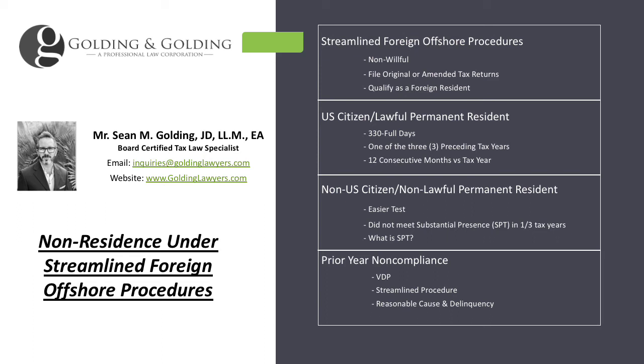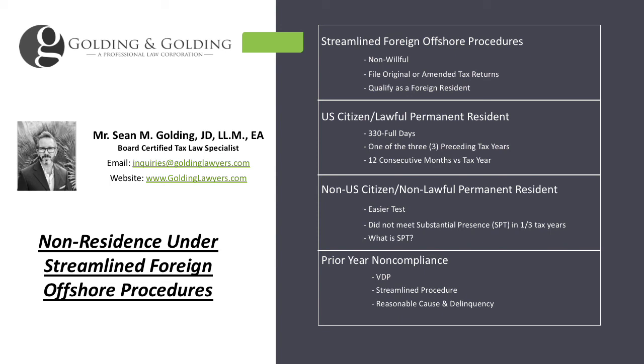Substantial presence basically says that you use a 3-year period. Current year it's 1-to-1, prior year it's 1-to-3, year before that's 1-to-6, and if you don't meet the resident requirement, then you didn't meet substantial presence. If you're able to show that you didn't meet substantial presence in just one of the 3 years, great, then you should qualify for the Streamlined Foreign, assuming that you're non-willful.